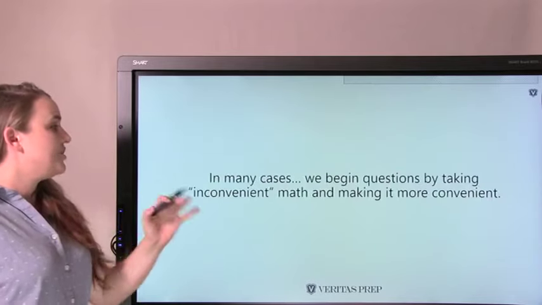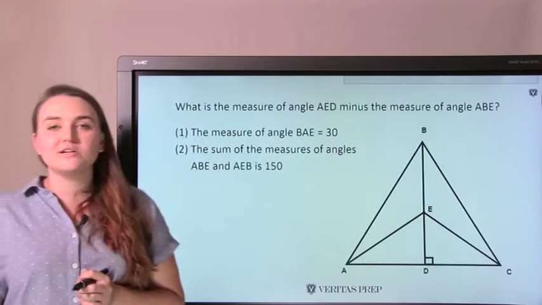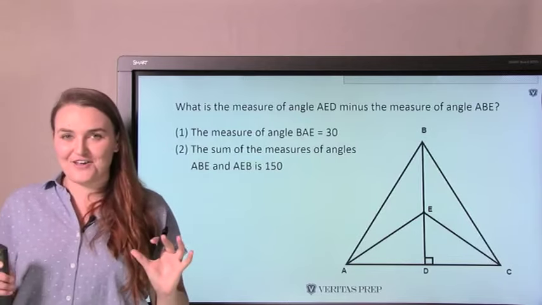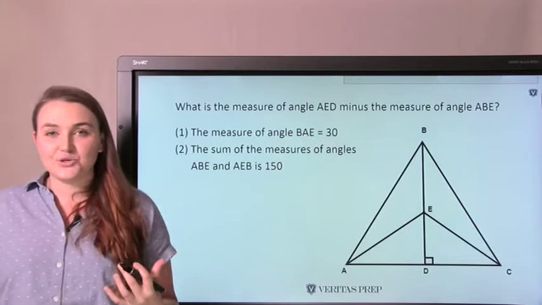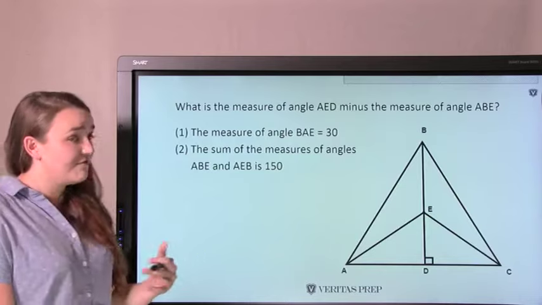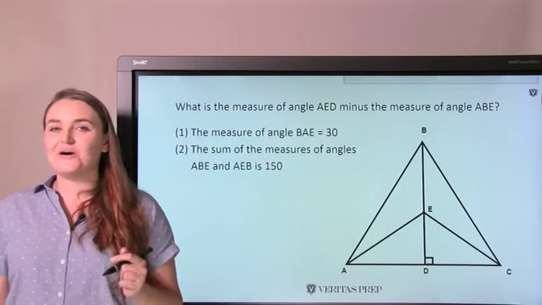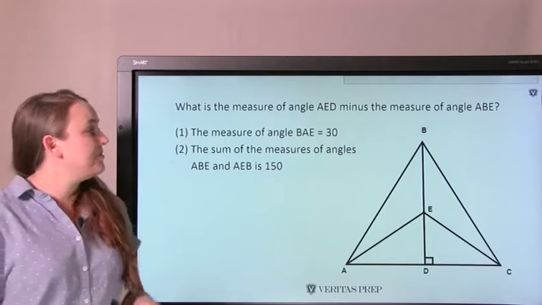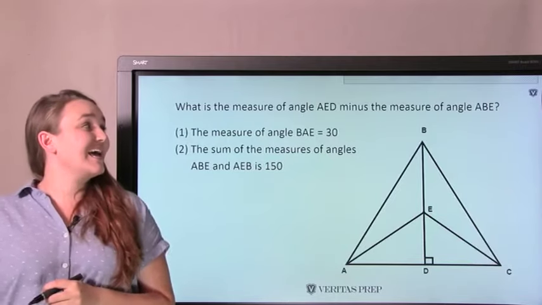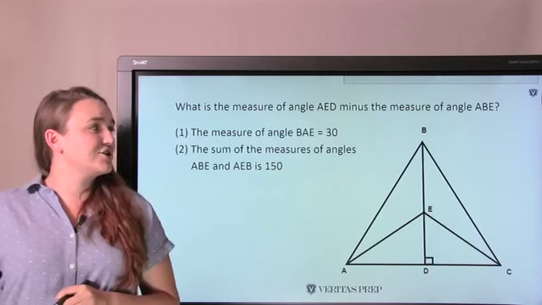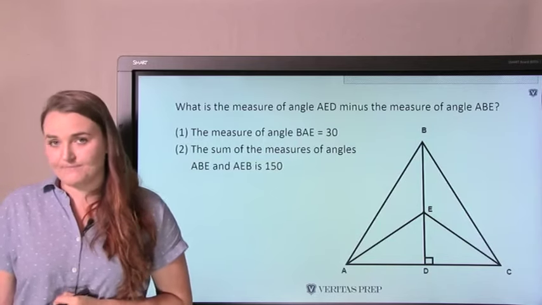So let's go ahead and take a look at one more data sufficiency question. It's one of my all-time favorites. And without prefacing it too heavily, I will say keep in mind that we're following along the lines of the same trend we've been working with here. So go ahead, take 2 minutes and see how you fare with: what is the measure of angle AED minus the measure of angle ABE? See you guys in 2.